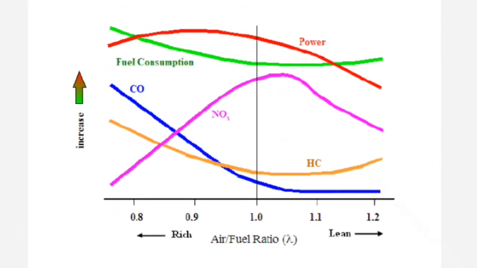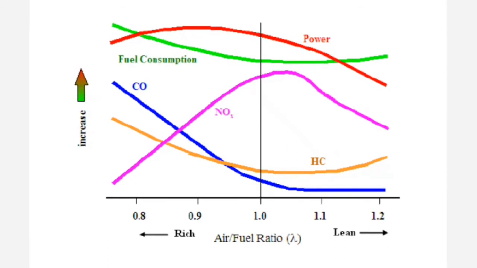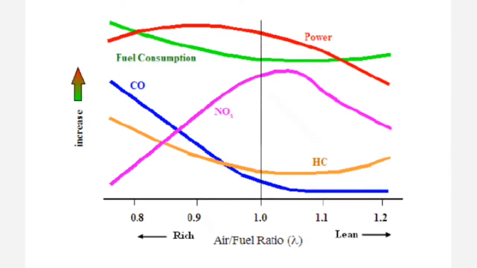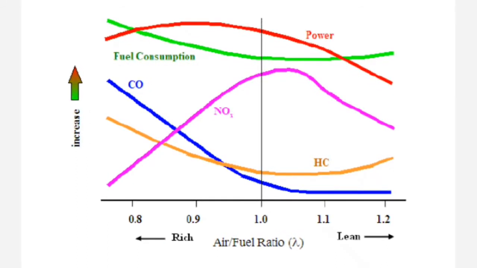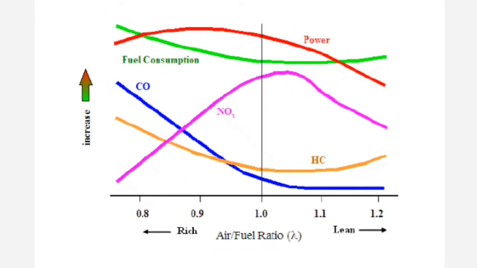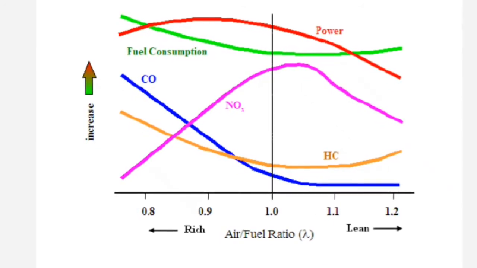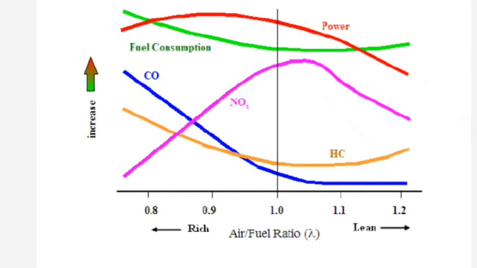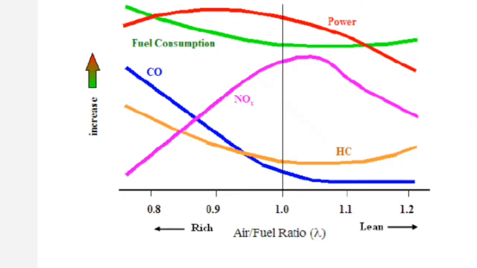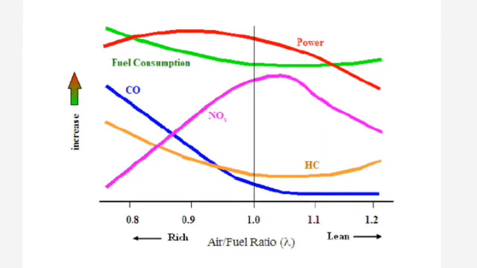In this figure you can see that the carbon monoxide emission increases when the mixture is getting richer. There is not enough oxygen to convert all the carbon monoxide to carbon dioxide. Hydrocarbon, which is the unburned fuel: the emission of hydrocarbon also increases when the air fuel ratio becomes richer and also with the lean mixture. But the emission of NOx happens in a different scenario.